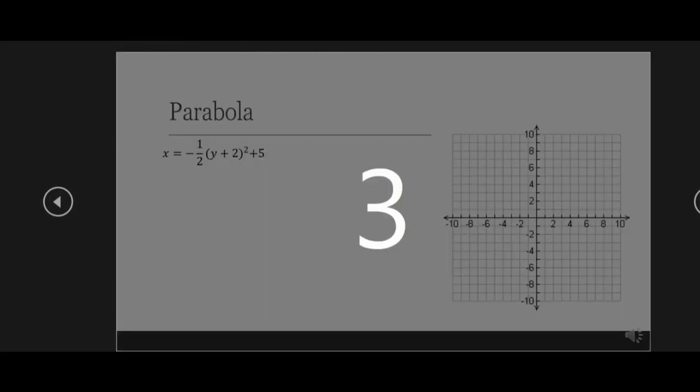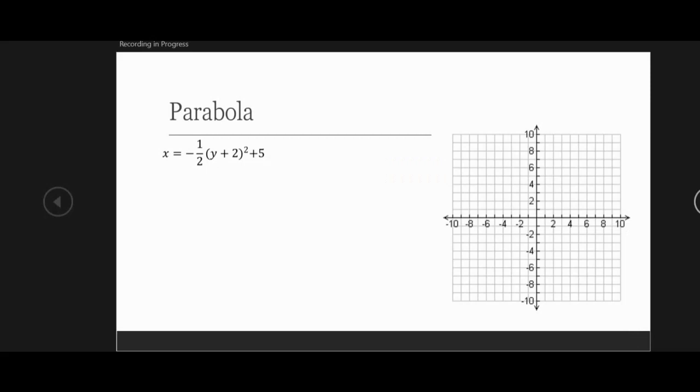All right, so like I said, you could FOIL this whole thing out and do the y squared and all of that, and then do the vertex form and stuff that way. But since it's already in this form, it should be easier for you to figure out what the vertex is. So from this form, because the x is here, it's either going to be a parabola that opens to the left or to the right.